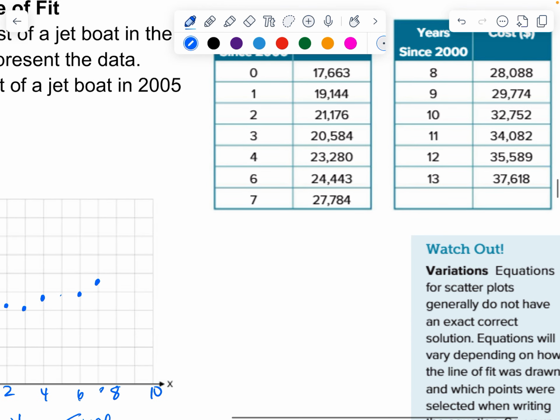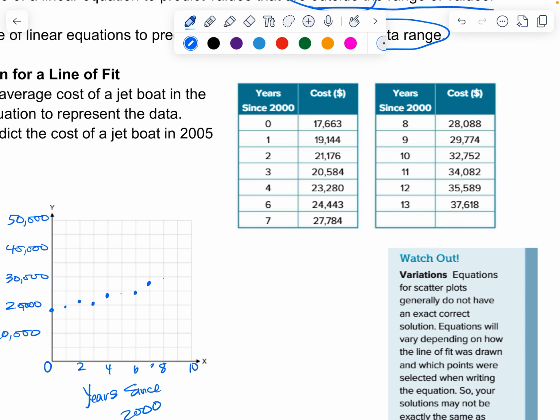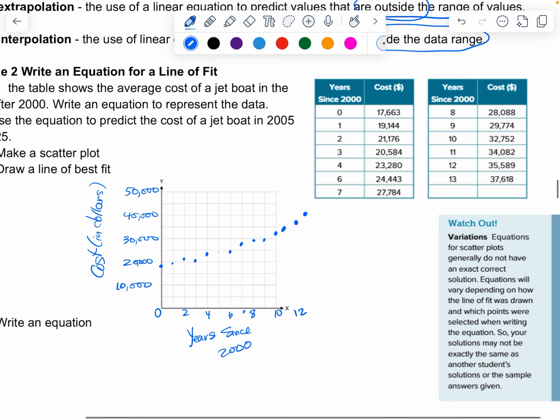Got to make this a little smaller so I can see. 28. 9 is 29. 10. Oh, I should have made this bigger. Oh well. 10 is 32. And I'll have to put 12 over here. 11 is 34. So it's halfway. So 34 is going to be about here. 35, so that's going to be past it. And then 37. Okay, sorry I didn't make my graph big enough.